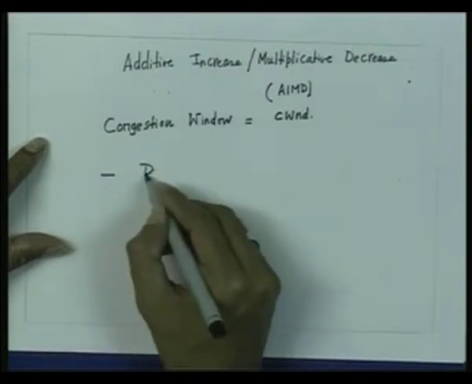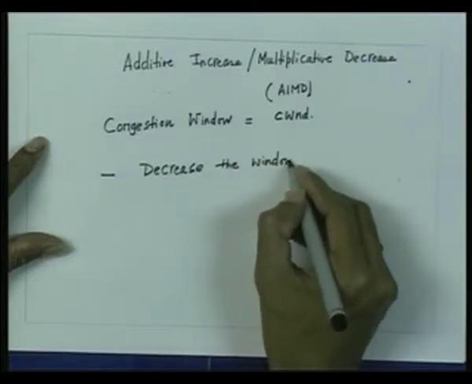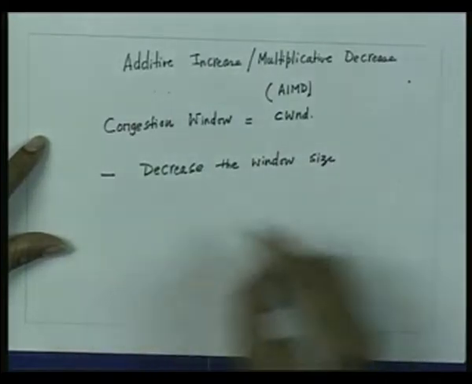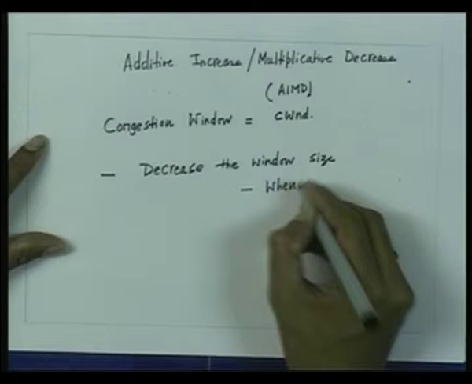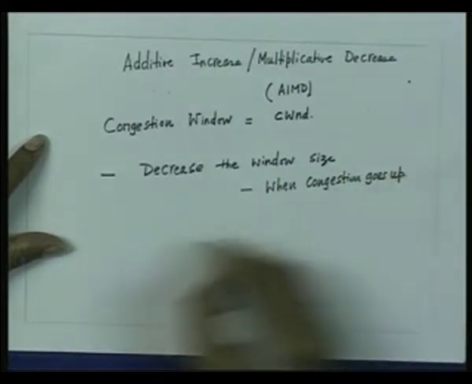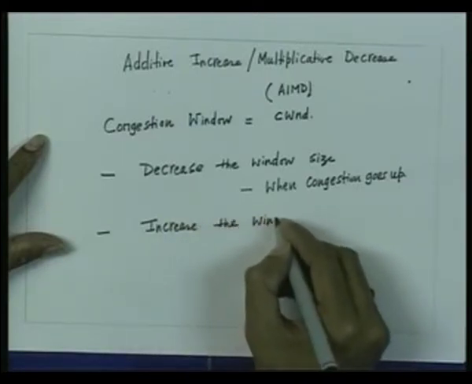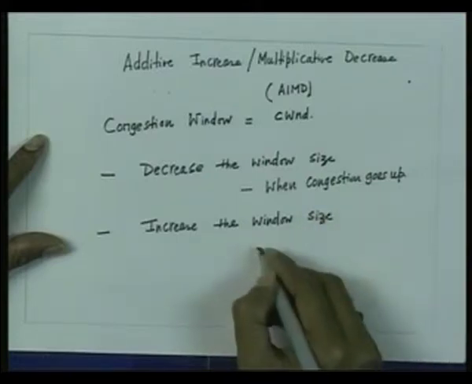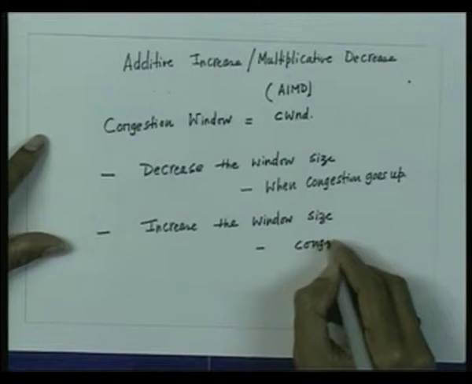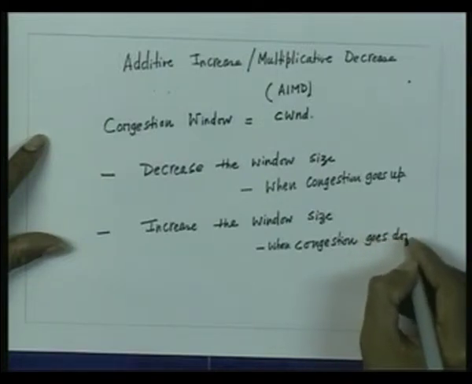Now the principle of additive increase multiplicative decrease is to decrease the window size when the level of congestion goes up, and increase the window size when congestion goes down.